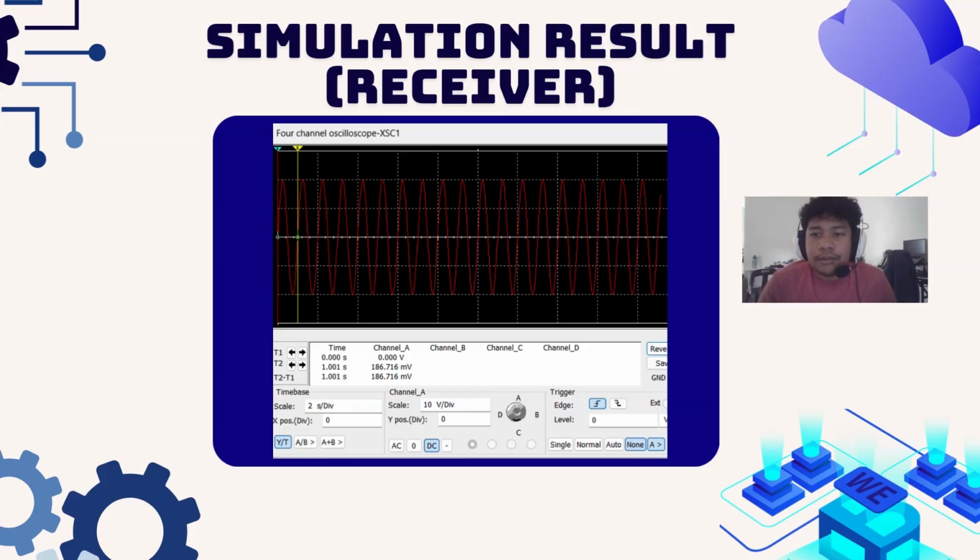This simulation result shows the output signal of the TV receiver circuit on the oscilloscope. This waveform shows the signal successfully processed by the receiver stage. After amplification and frequency selection, the signal becomes stable and clear.